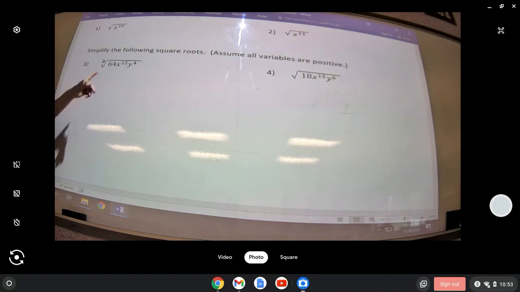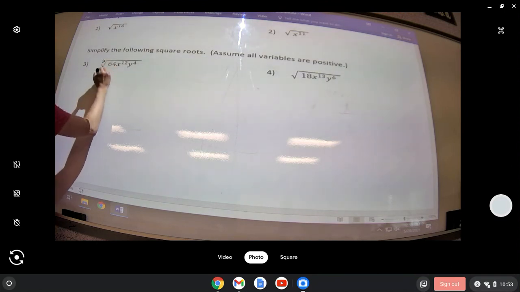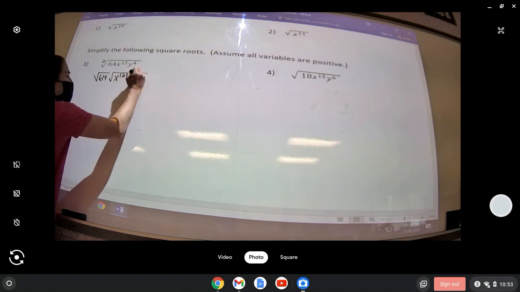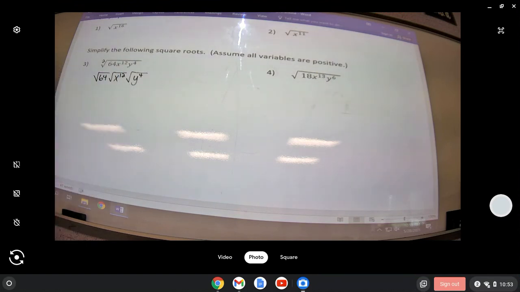The way I would handle this, since everything underneath the square root is attached by multiplication, there's no adding, there's no subtracting, making this a much more difficult problem. Since everything's attached by multiplication, let's split it and write everything underneath its own square root so we can deal with this on an individual basis. So I'm going to rewrite this as the square root of 64 times the square root of x to the 12 times the square root of y to the 4th. I'm allowed to do that since they're all attached by multiplication. And now you can handle it one at a time.